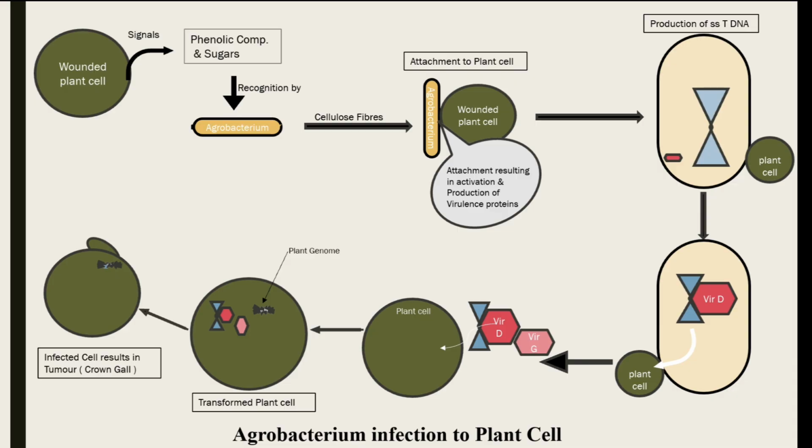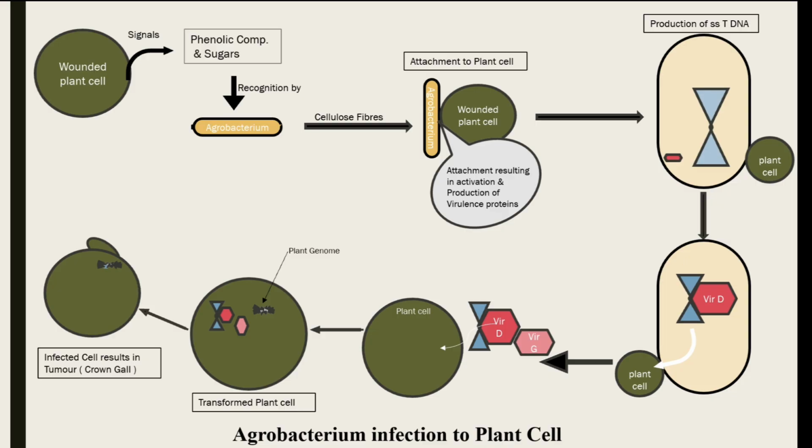The signals induced result in a sequence of biochemical events in Agrobacterium that ultimately helps in the transfer of tDNA in Ti plasmid. Once the signal gets recognized by the bacterium, it needs to get attached to the host cell. The Agrobacterium attaches to plant cells through polysaccharides, particularly cellulose fibers produced by the bacterium. Once the bacterium is attached, it results in production of virulence proteins.